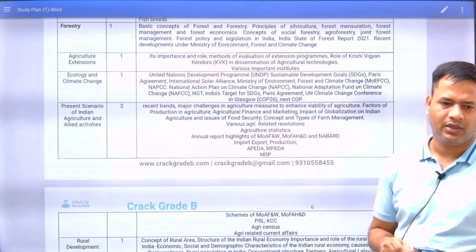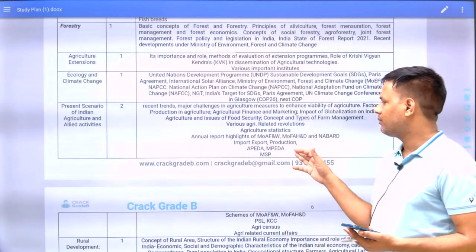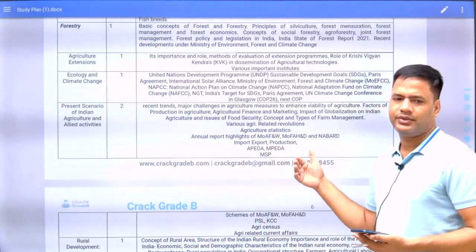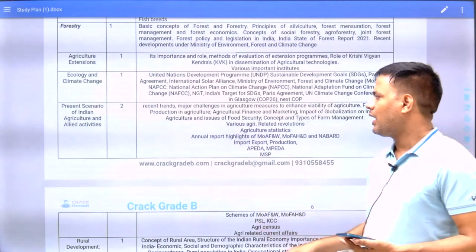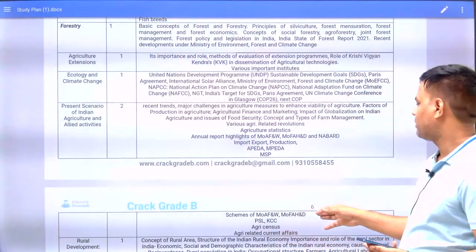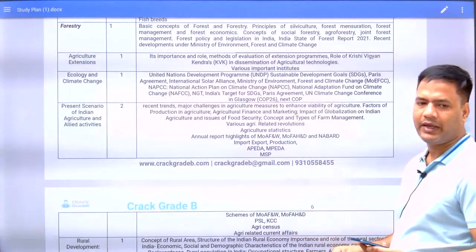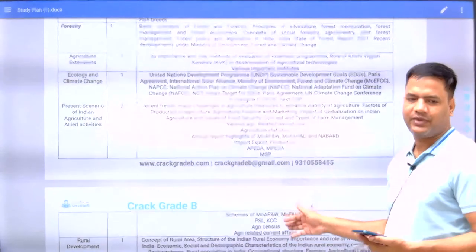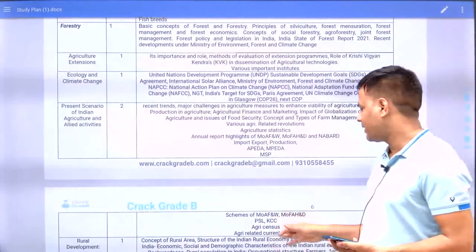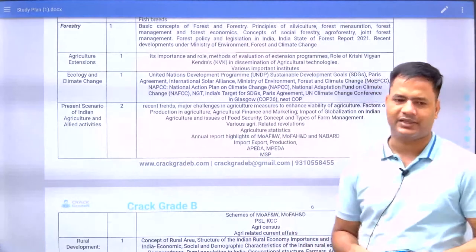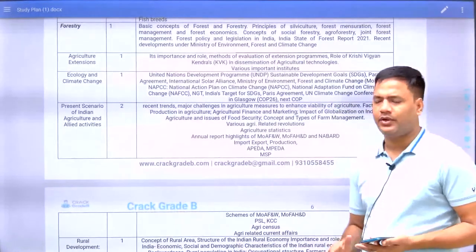Import export highlights related to agriculture, fisheries, animal husbandry products, milk, egg, meat, fish, and various agriculture crops, the APEDA website, the MPEDA website, MSP, and schemes of the Ministry of Agriculture and Farmers Welfare and the Ministry of Fisheries, Animal Husbandry and Dairying. These schemes are very important. These can be asked in ESI as well as in agriculture and rural development. Priority sector lending, again a very important topic. Kisan Credit Card, agri census, and agri-related current affairs of the last four to five months are important.